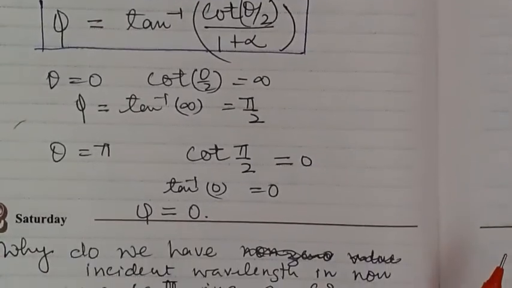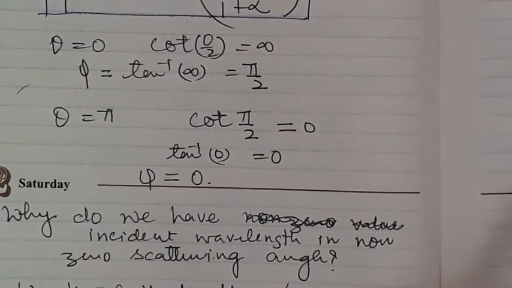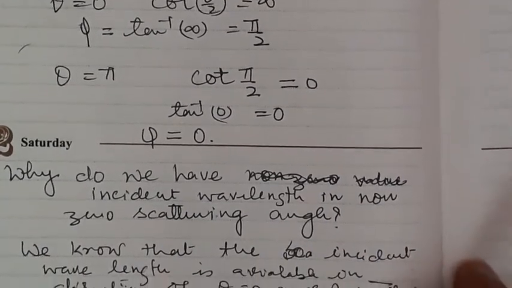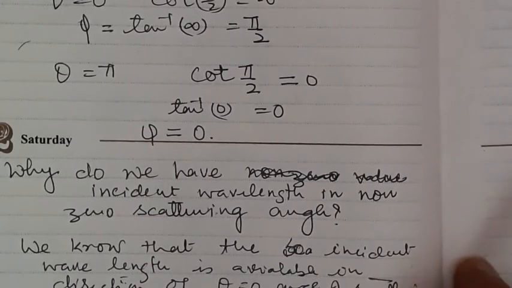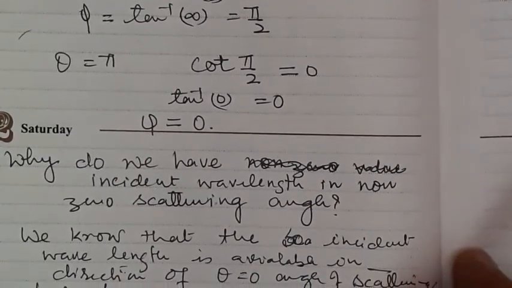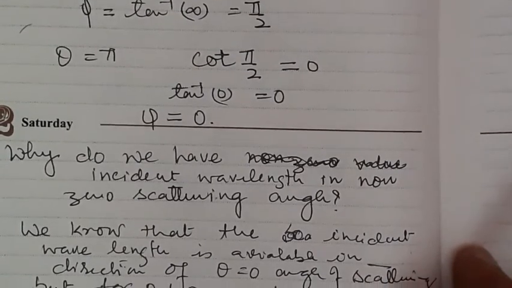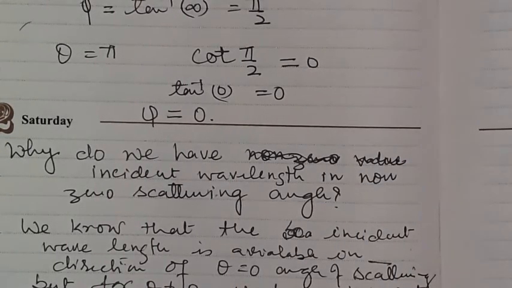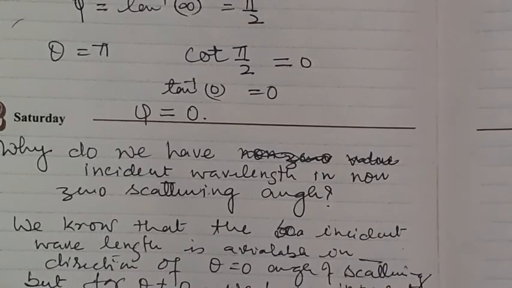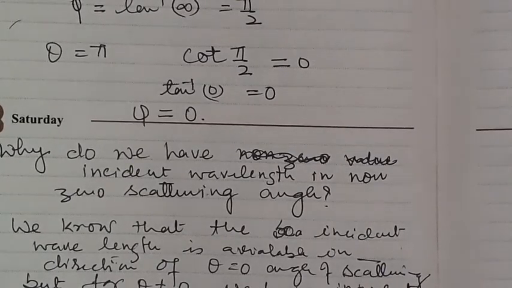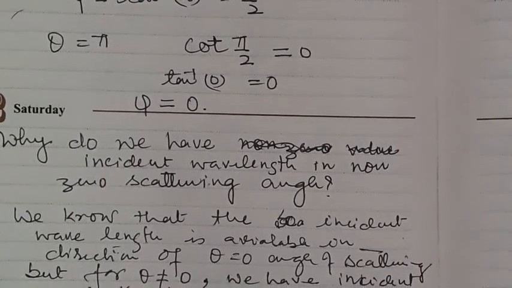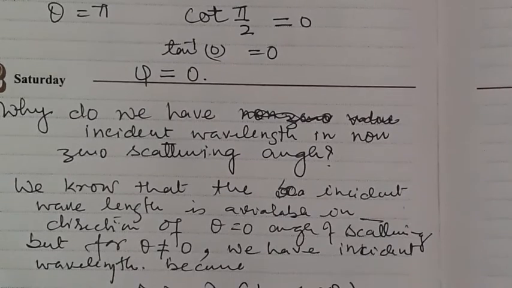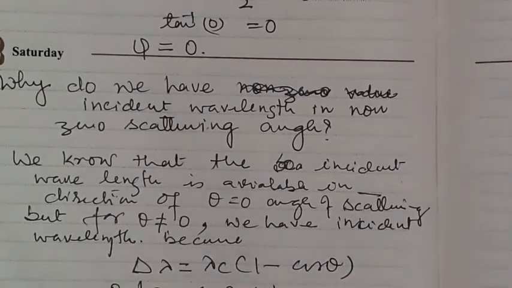Now I'm going to discuss two important questions which are frequently asked and very important to understand. Why do we have incident wavelength at a non-zero scattering angle? As we know, the incident wavelength is available in the direction of theta equal to 0, that is, the angle of scattering.